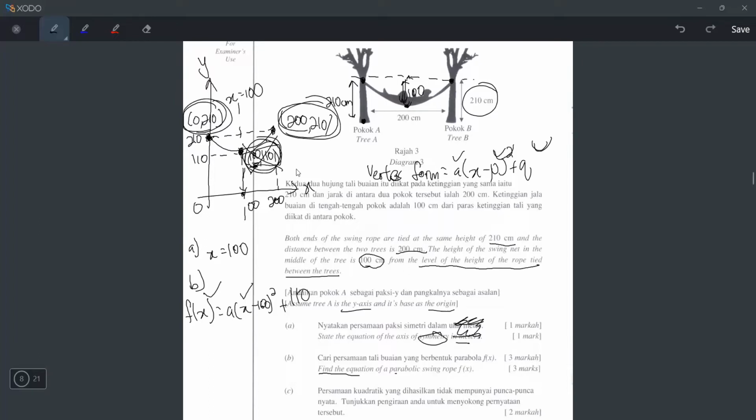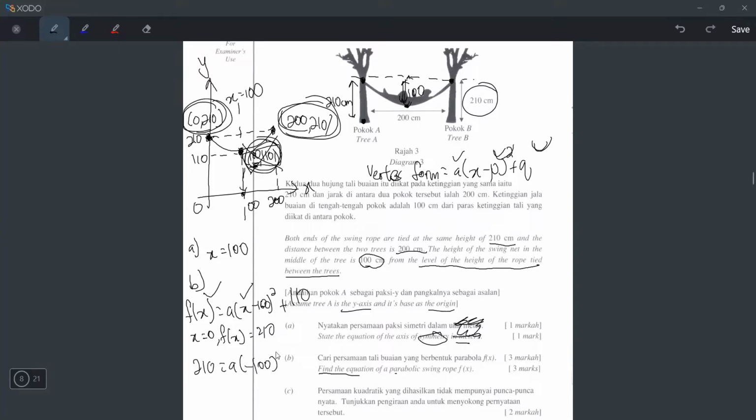Okay. As long as it passes through, then you can try one. But this one cannot. This one cannot. Right? Okay. Let's say you substitute the 0, 1. So you substitute x0 and f(x) 210. So you write 210 equals A, and here will be 0 minus 100.